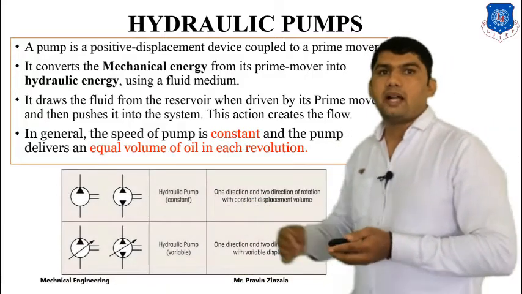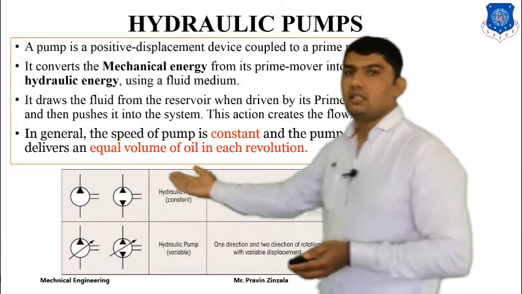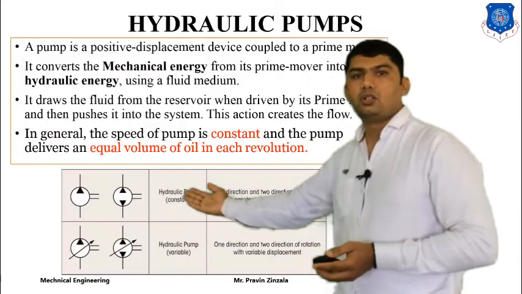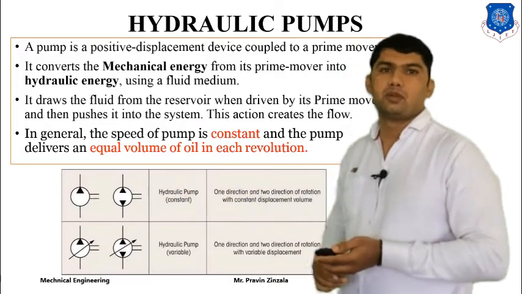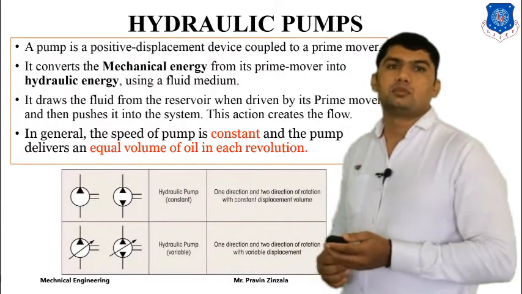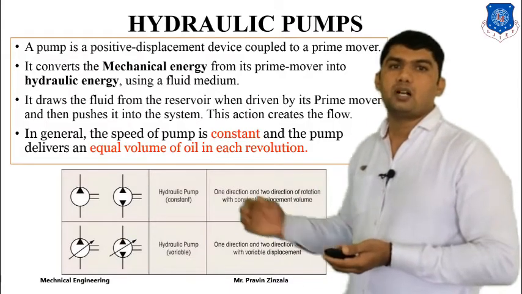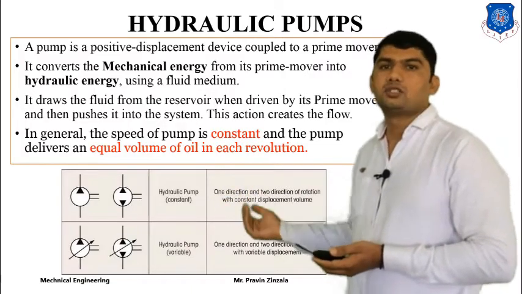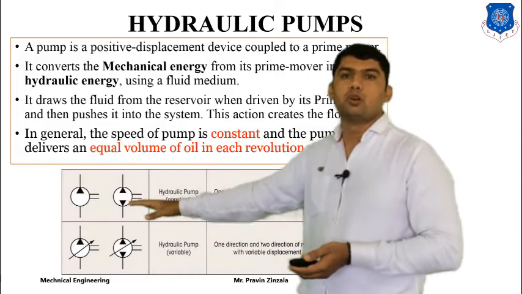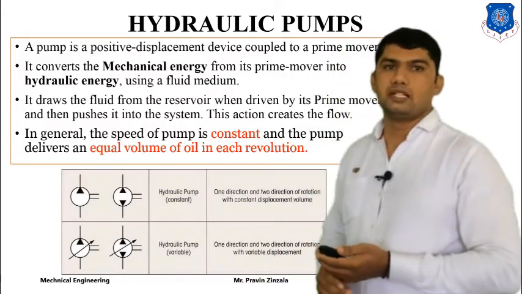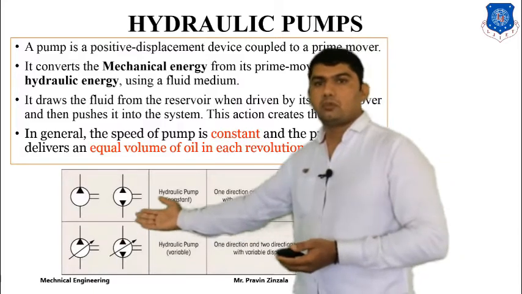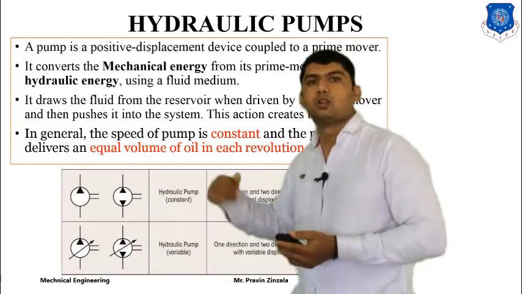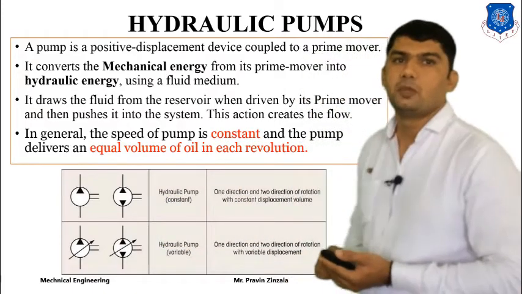Next are the symbols of hydraulic pump. The first symbol is the single directional constant displacement type pump. The second symbol is the two directional constant displacement type pump. So in a hydraulic system, there are two types of pump used: single direction and two directional, with constant displacement. If you draw a cross arrow on this symbol, it becomes a variable displacement pump.